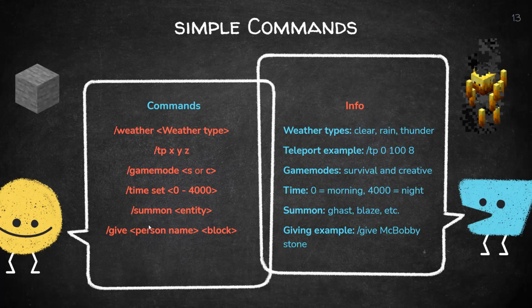All right, so the last simple command that we're going to go over is /give, and then the person name, and then the block. An example is /give McBobby, which can be the gamer tag of the player, and then I can do stone. So it'll give the person named McBobby stone. All right, so those are basically the 6 simple commands that you could use.